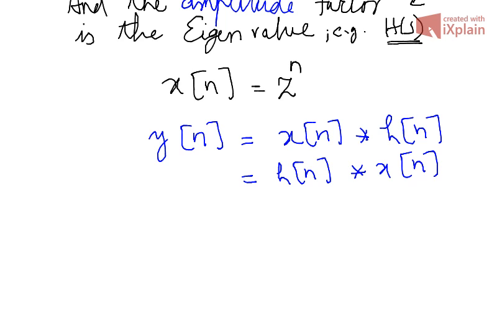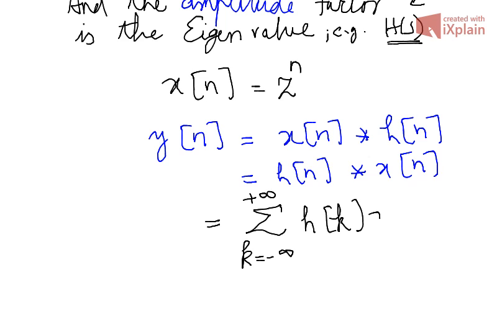And you can always write this in the form of a summation. So in discrete time we have the summation over all k, for k from minus infinity to plus infinity, of h of k times x of n minus k. Keep in mind the running index is k here.